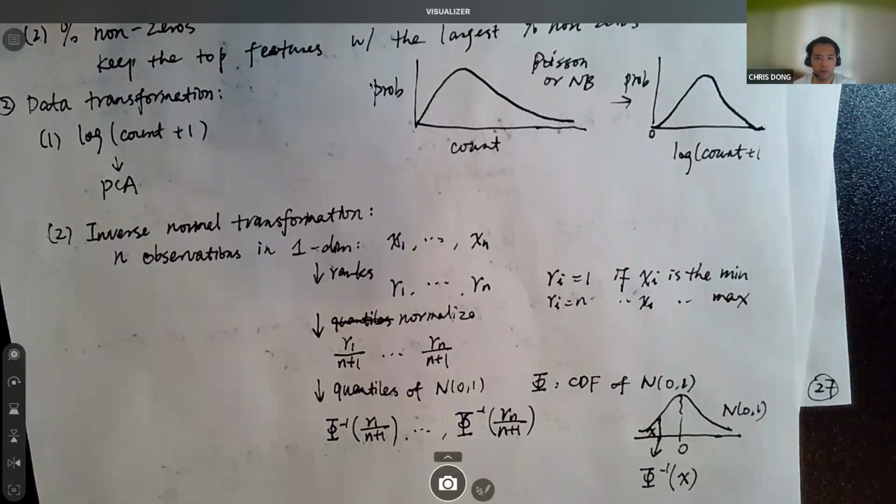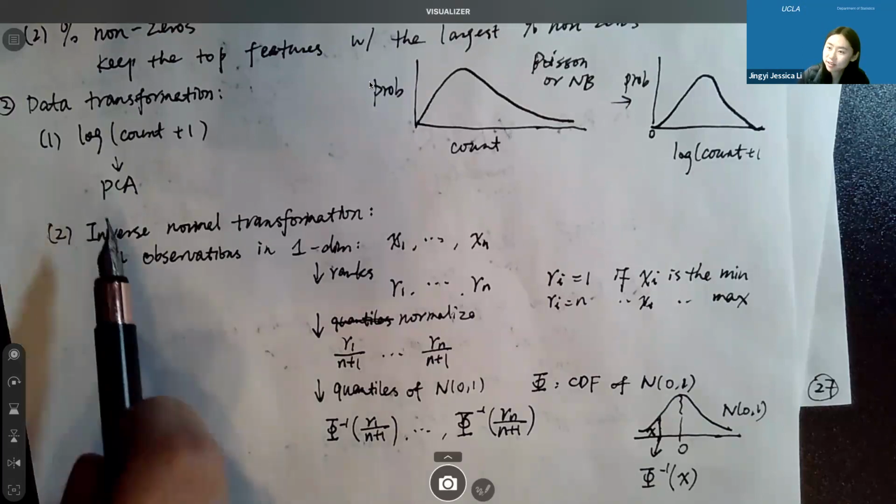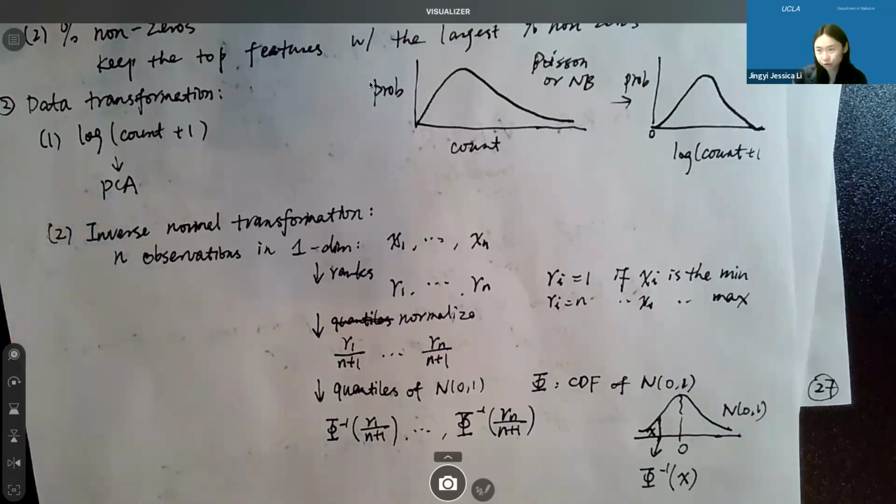Yeah, I have a question about data transformation. When you do either the log or the inverse normal transformation, are you doing that for each feature? Yeah, exactly. You're doing that for each feature. That's a very good question. For the count one, you apply it to the whole matrix element-wise. And for this one, you do it for each feature.